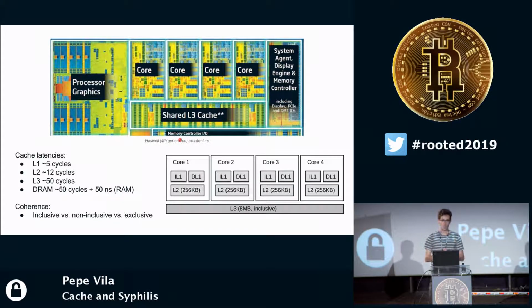Let's start into the core subject. Here you see a processor. It's an Intel Core 4th generation, a Haswell family. Basically it shows that cache memories and cache latencies are important, and they take a lot of surface space.